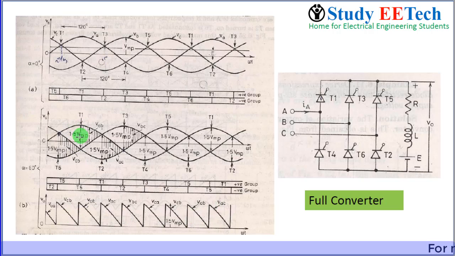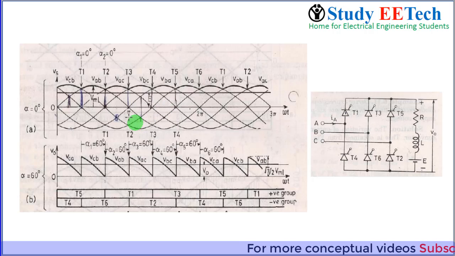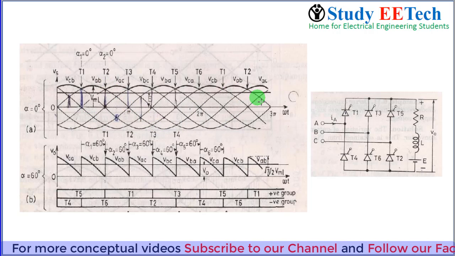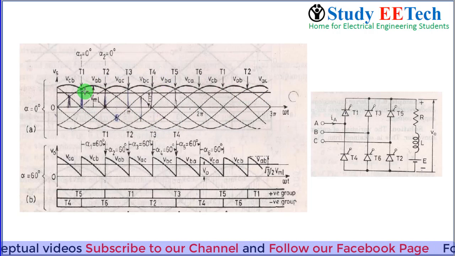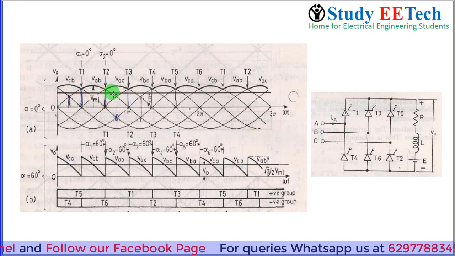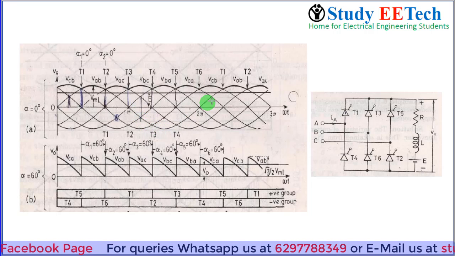And this voltage will be 1.5 times VMP, the maximum of the phase voltage, which in the previous video I have mathematically explained. In this diagram, instead of drawing the phase voltages, we are drawing the line voltages. How to draw the line voltages from the corresponding phase voltages? In part 1 we have discussed that. Kindly watch that video, it will be better to understand.